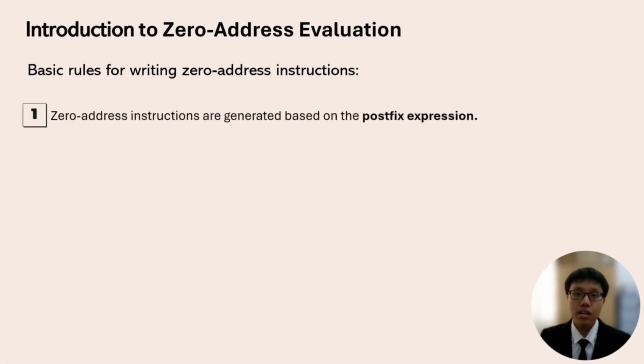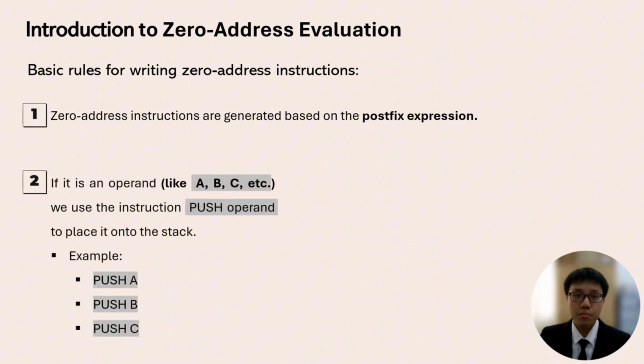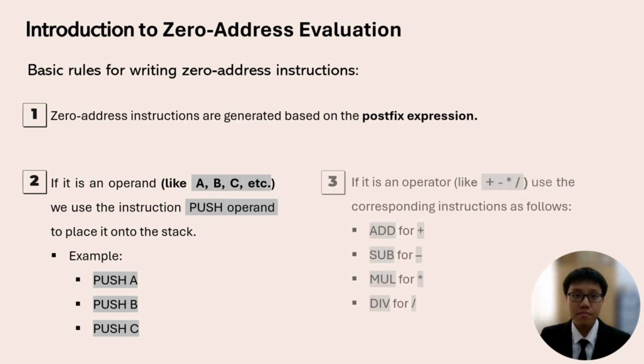First, zero address instructions are generated based on the postfix expression. Since we have already converted the infix expression to postfix, we can now use it to create the zero address instruction. Second, if it is an operand like A, B, C, etc., you use the instruction push operand to place it onto the stack. Third, if it's an operator like addition, subtraction, multiplication, and division, the corresponding instructions are add for the addition symbol, sub for the subtraction symbol, mul for the multiplication symbol, div for the division symbol.